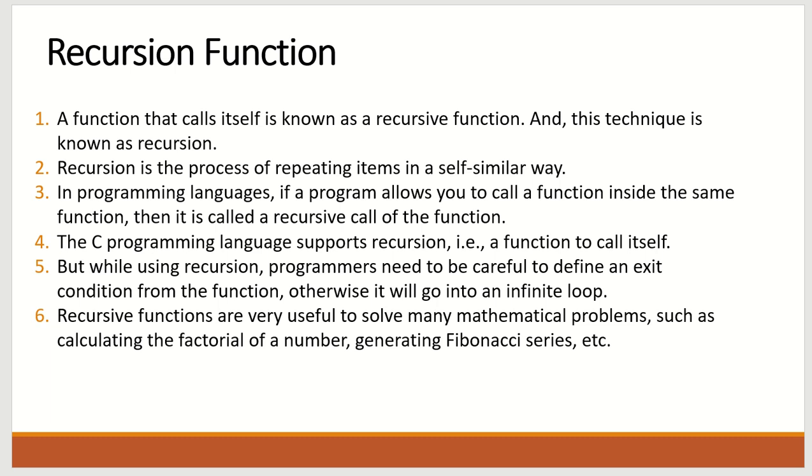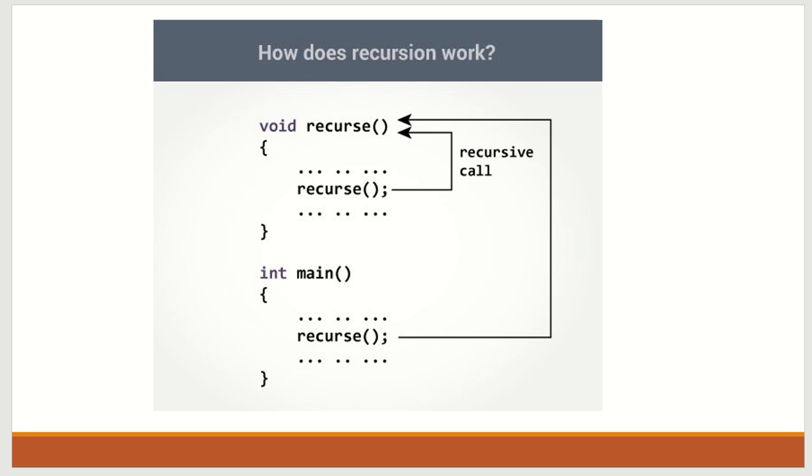But while using recursion, programmers need to be careful to define an exit condition from the function. Otherwise, it will be an infinite loop. Recursive functions are very useful to solve many mathematical problems such as calculating the factorial, generating the Fibonacci series, etc. So we have one small diagram over here, or one flow chart. How does it work? This is the void main function. Your program execution always starts from here.